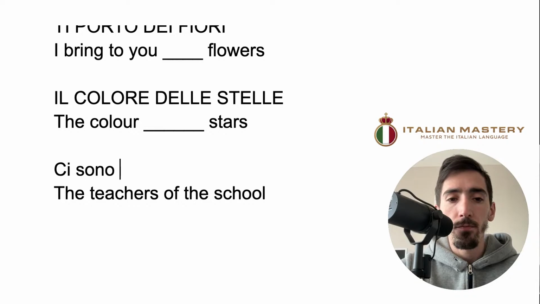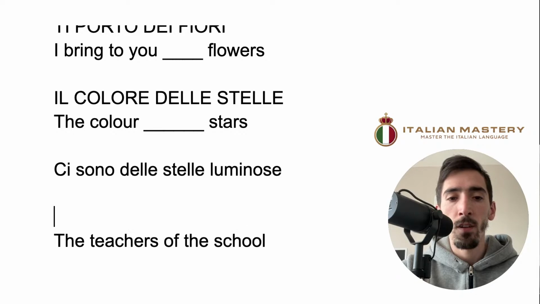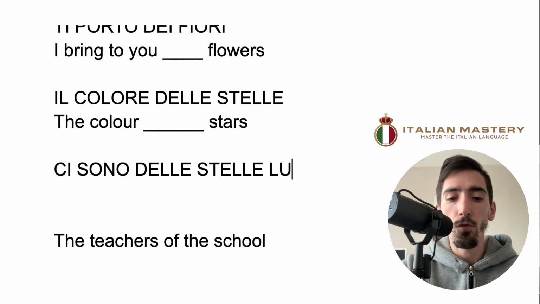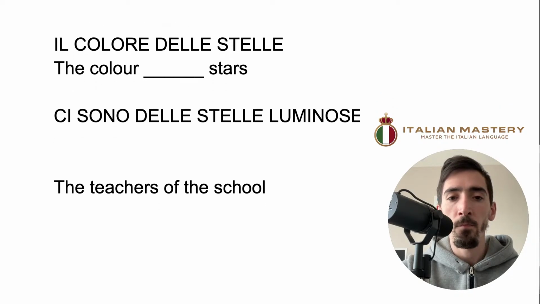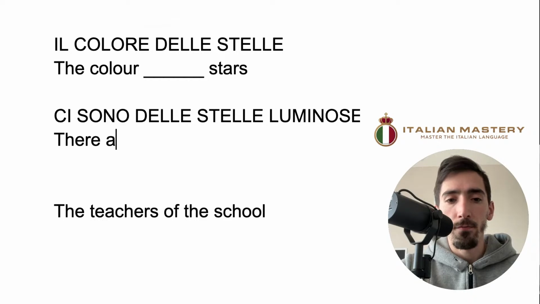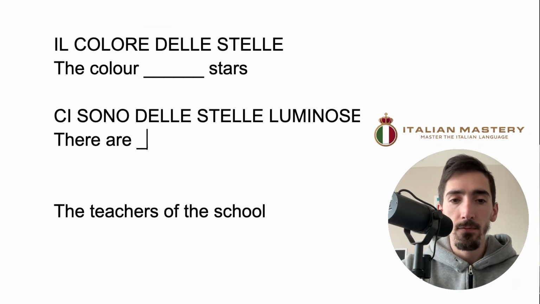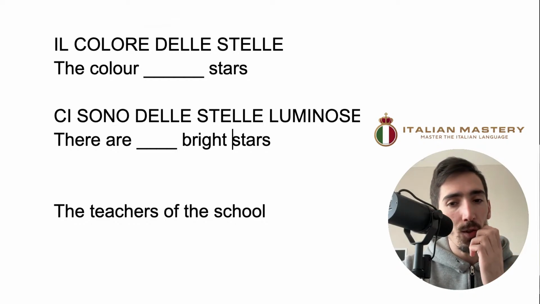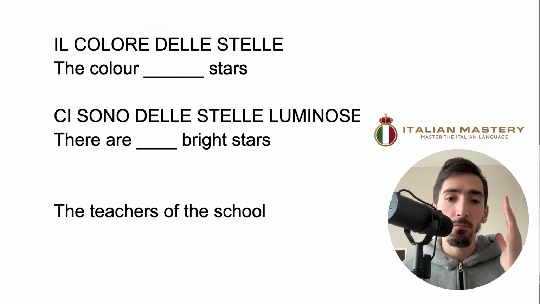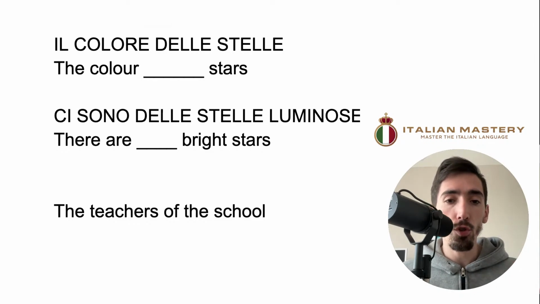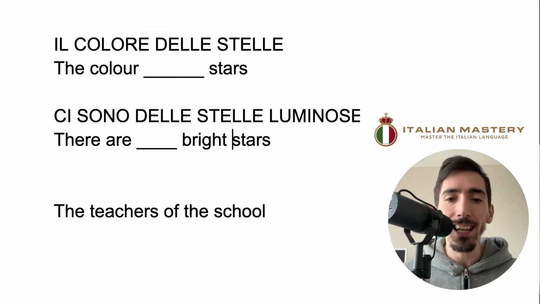Ci sono delle stelle luminose. There are, ci sono, there are delle stars, bright stars, luminose, bright stars. There are of the bright stars, doesn't make sense. There are some bright stars. Ci sono delle stelle luminose.